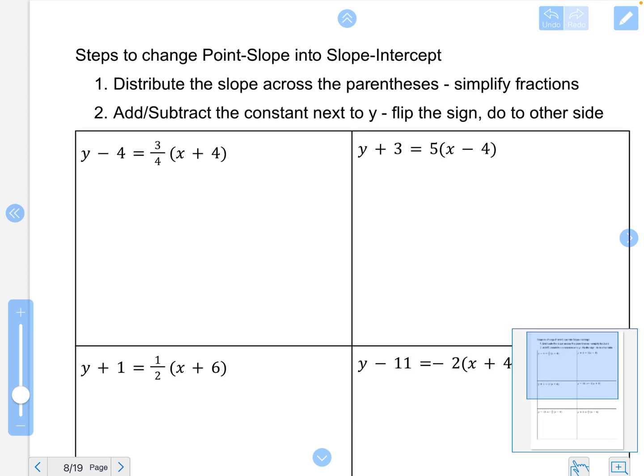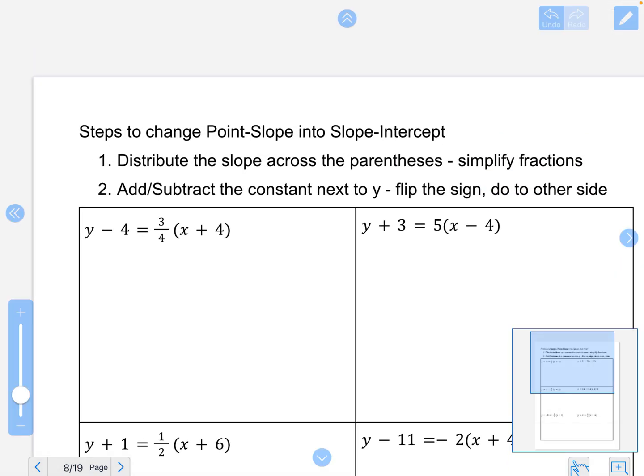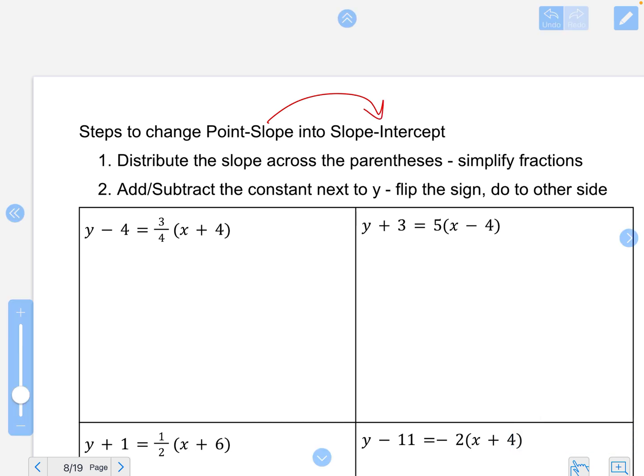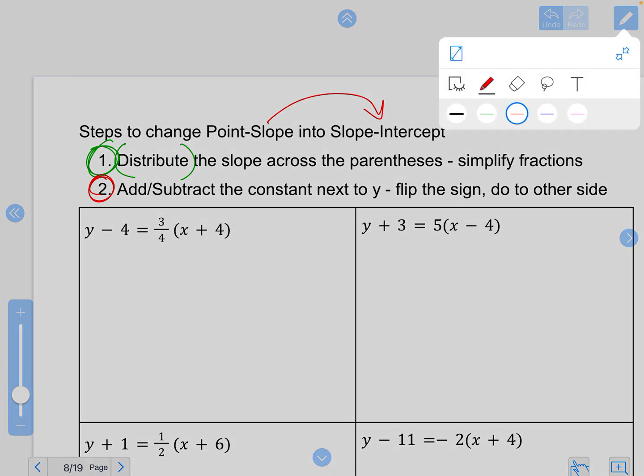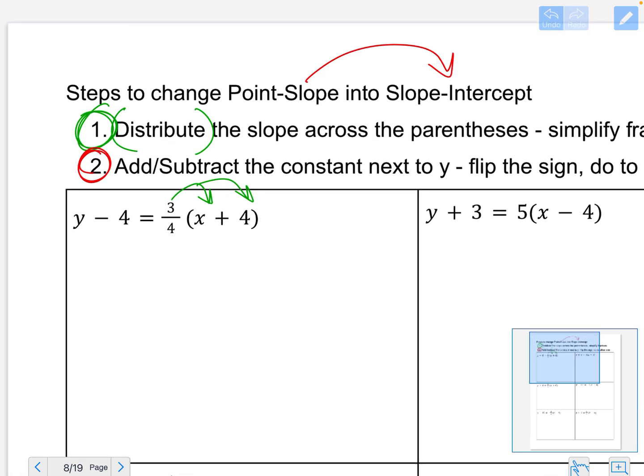All right, we got one last thing we need to talk about in this video, and this is how to go from point-slope form into slope-intercept form. So the first thing that we're going to do on point-slope form is distribute. Parentheses always tell us to multiply, and we want to simplify our fractions if at all possible. And the next step is we just simply need to add or subtract the number next to y. So step 1, I'm going to distribute the number outside the parentheses and multiply it by everything inside the parentheses.